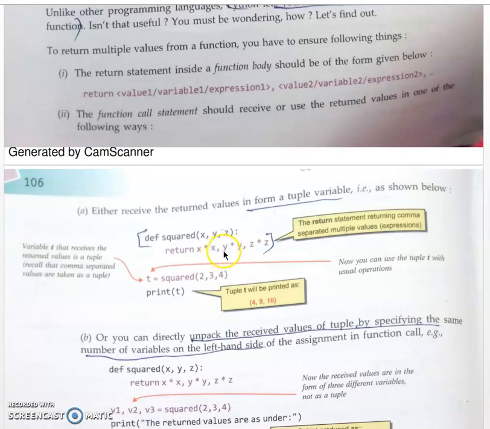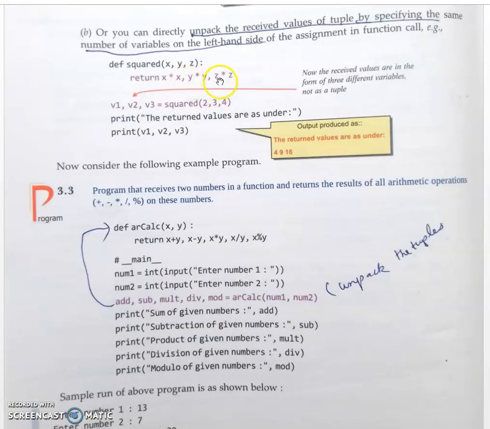We have already seen the unpacking of tuples. When you are returning multiple values, they will be received in the form of a tuple. The tuple name is t. t received all 3 values. The tuple will be printed here, which contains the values 4, 9, 16: x is 2 into 2, 4; y is 3 into 3, 9; and z is 4 into 4, 16. When you are receiving multiple values, they will be received in tuple format.